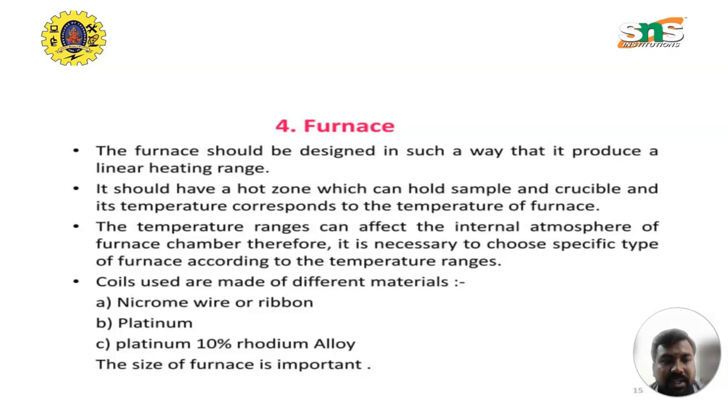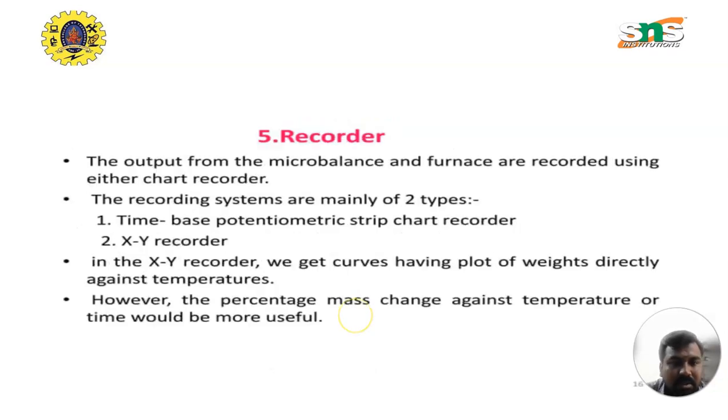And another component is the furnace. The furnace should be designed in such a way that it produces a linear heating range. It should have a hot zone which can hold sample and crucible, and its temperature corresponds to the temperature of the furnace. The temperature range can affect the internal atmosphere of a furnace chamber. Therefore, it is necessary to choose the specific type of furnace according to the temperature ranges. Coils used are made of different materials such as nichrome wire or ribbon, platinum, 10% rhodium alloy. Then the size of furnace is most important.